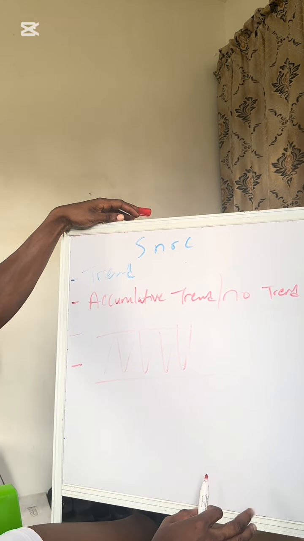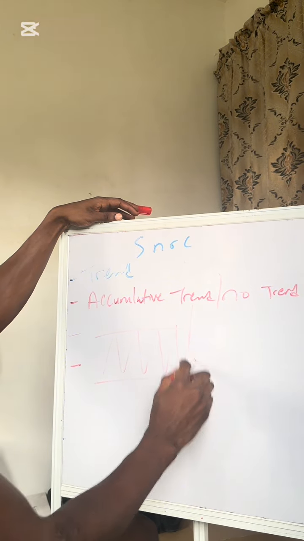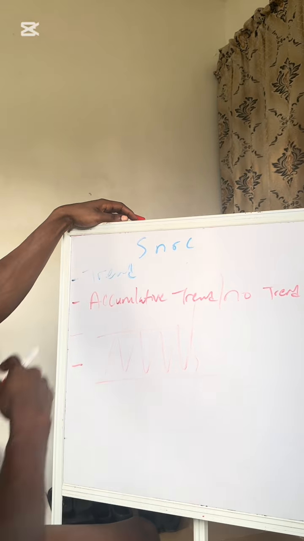The only time you can look for a trend is probably when you have either a breakout above or a breakout below. Then that's it. But that we'll talk about in the next one.